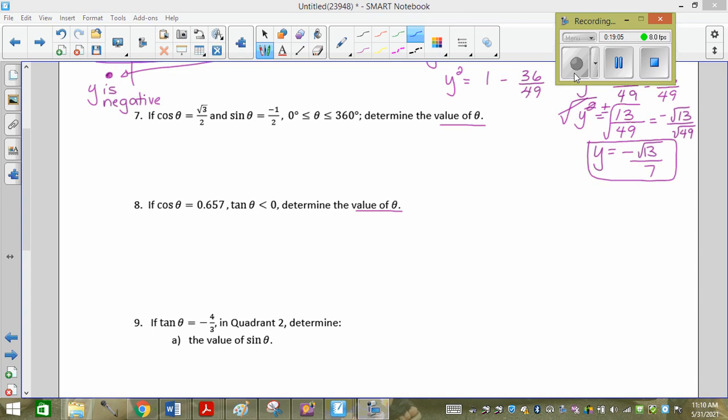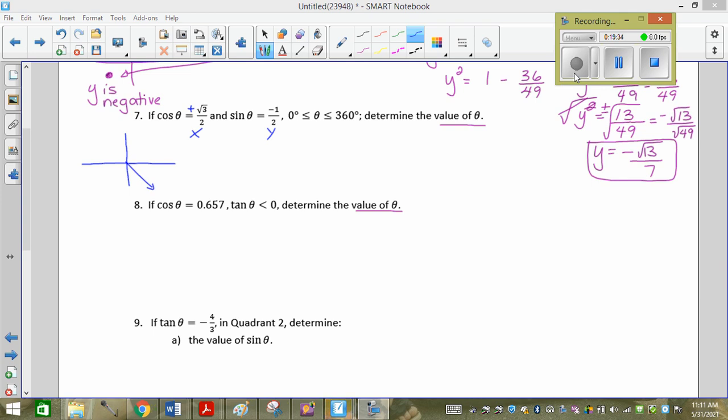This one asks us for theta. So the reason why I gave you 2 trig ratios here is you could use either one to get the reference angle, but the 2 trig ratios are so that you know where to draw it. Cos is just x, sine is just y. So I want where x is positive and where y is negative. So it's here.